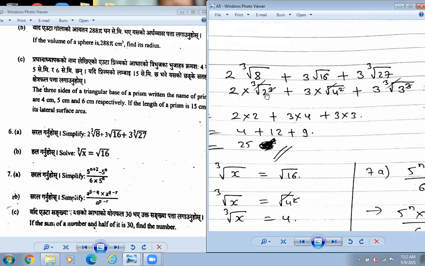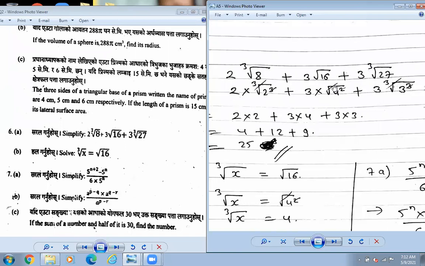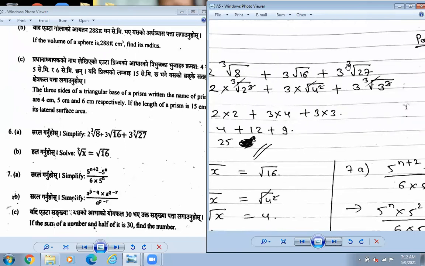So 8 means it is 2 cube, isn't it? Here there is a cube root, and the 3. Let us find the cube root. 8 means 2 cube, so cube and cube root will be cancelled. Then there is a square root, so let us find the square root of this number. 16 ko square root kati ho? 4 square. So let us use 4 square, and square root will be cancelled. This root is also cancelled. Then the cube root of 27. Is this a cube number? Yes, it is the cube of 3.